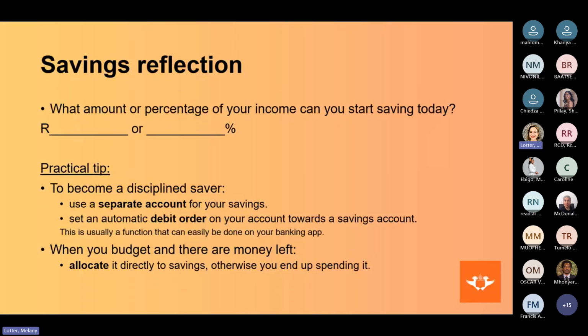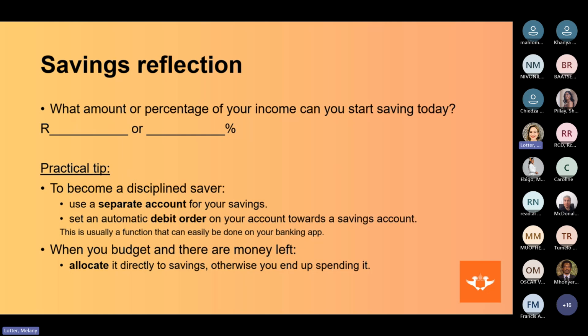So it's very difficult to put savings in the same account that you are using for your expenses. It's very difficult to keep track and to make sure that you keep that money separately. So a very good practical tip is to have a separate account for your savings.